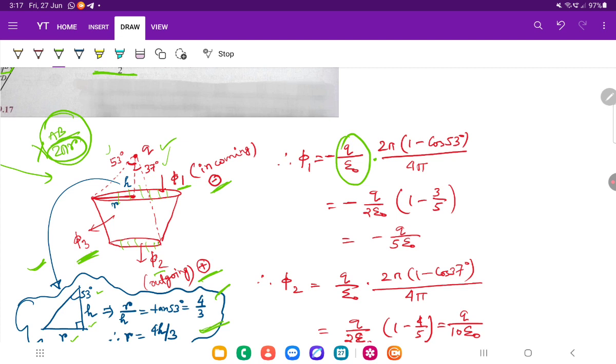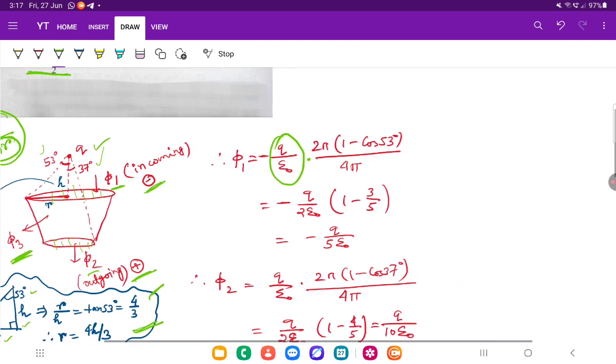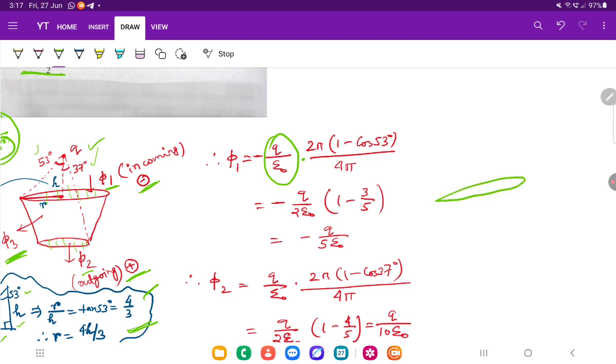But obviously the total flux will not pass through this circular cross section. Only a fraction of it will pass. So we'll use the concept of solid angle, and I think you know this very well, right? I'm showing it here as well.